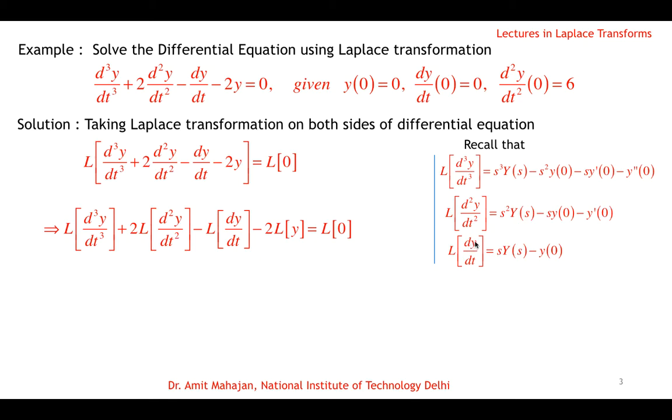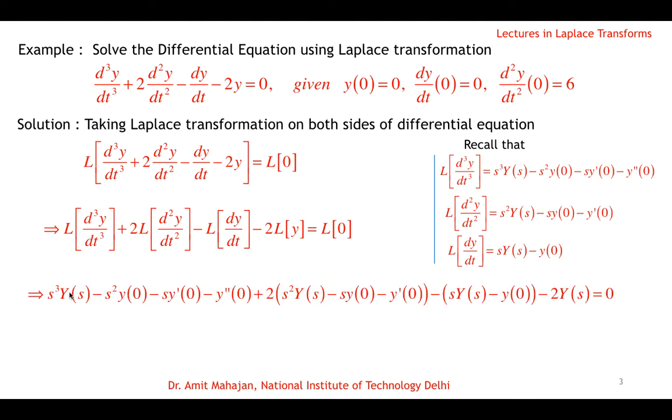the Laplace of the first derivative dy/dt is sY(s) minus y(0). Similarly, the Laplace of the second derivative of y with respect to t will be s squared Y(s) minus s y(0) minus y dash(0), where dash means derivative. And the Laplace of the third derivative is s cubed Y(s) minus s squared y(0) minus s y dash(0) minus y second derivative(0). So we just substitute all these on the left hand side, and the Laplace of y we are saying is Y(s), so this Y(s) is nothing but the Laplace of y(t).